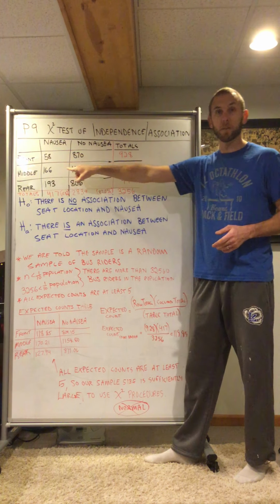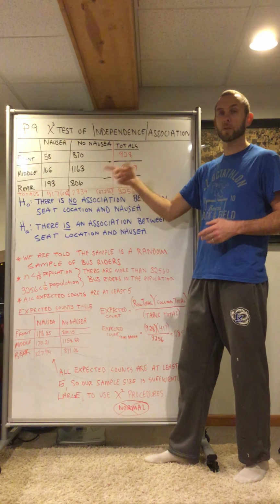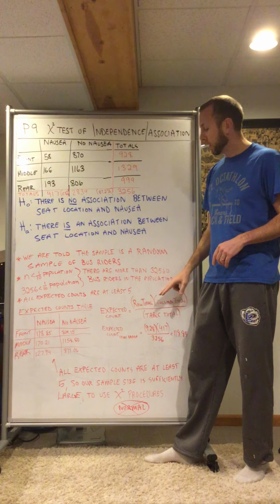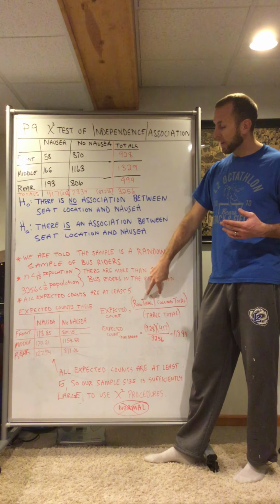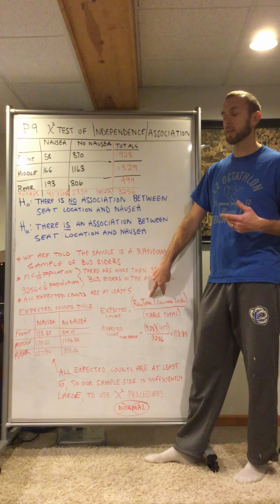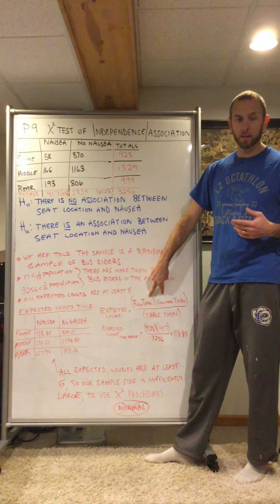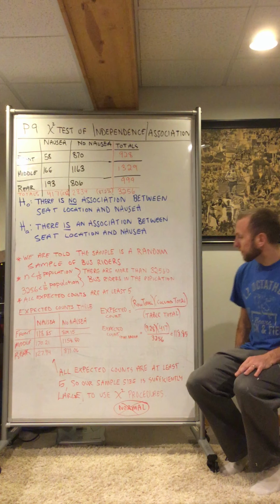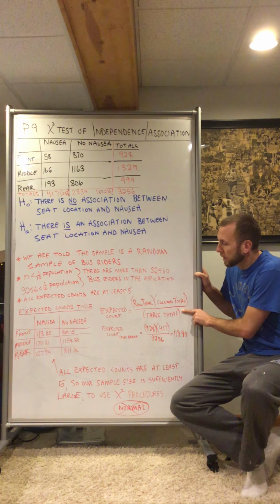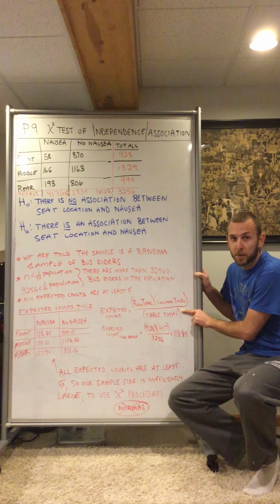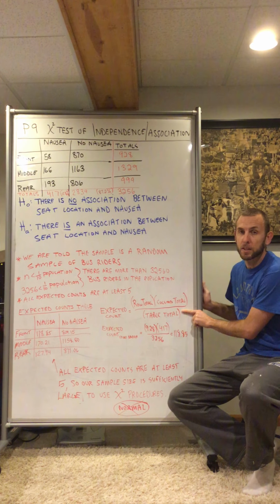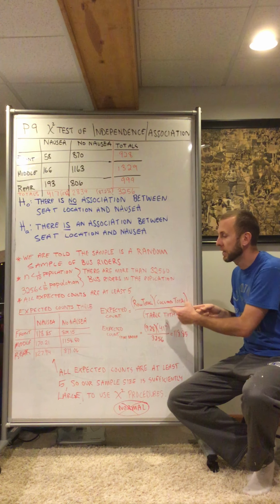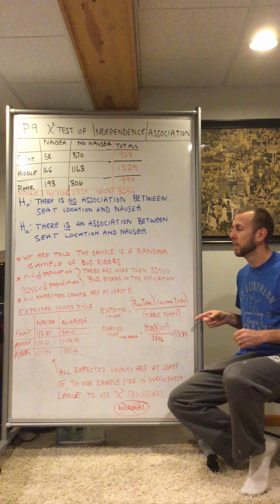These are the observed counts that actually were collected in the sample. We have to calculate the expected counts. So with a two-way table, we have a formula to calculate the expected counts, and that's this formula down here. This is not a formula that's on your formula sheet, but it's something that you're expected to know. You're expected to know how to calculate the expected counts for any given cell.